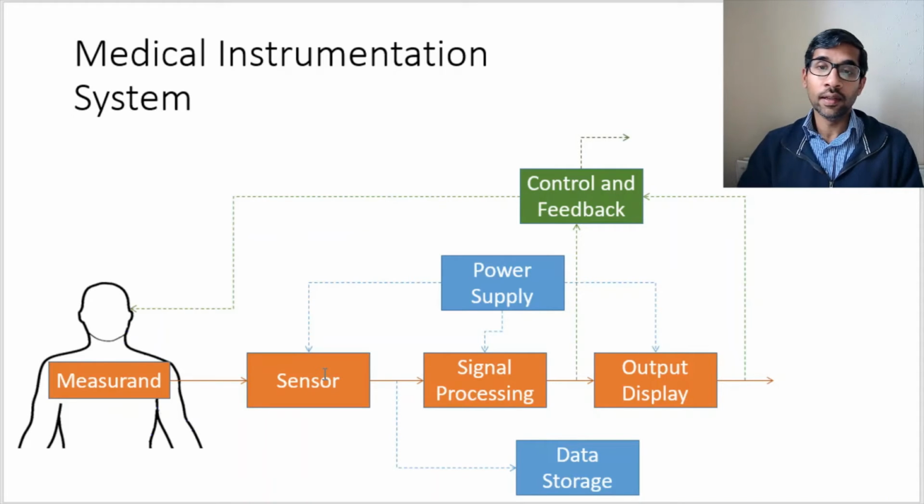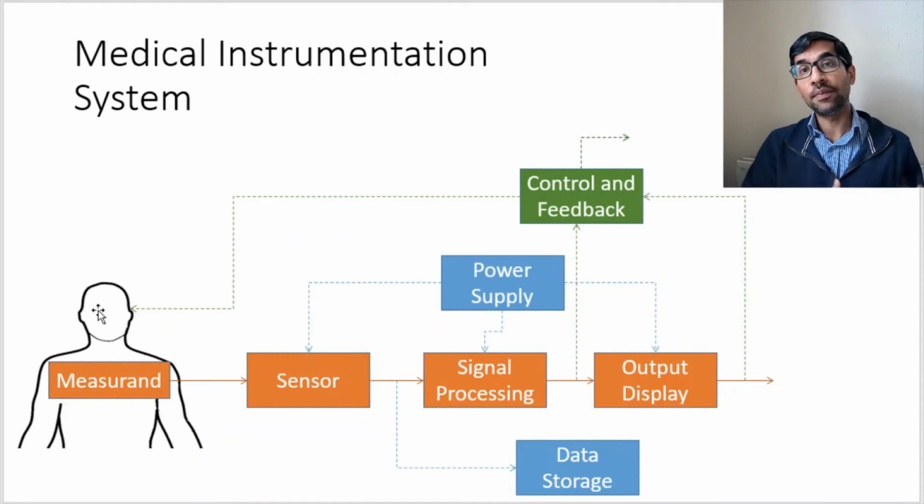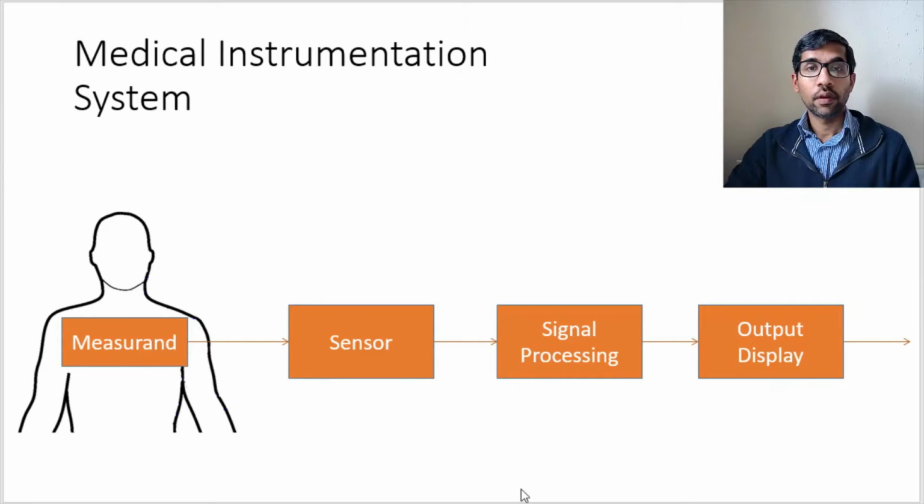Sometimes what we also do is we use this output of the signal processing to control an input to the human body, right? So you can have a control and a feedback block here, which actually controls some input that is going to the human body. Okay, so the central block of the medical instrumentation system is shown here.